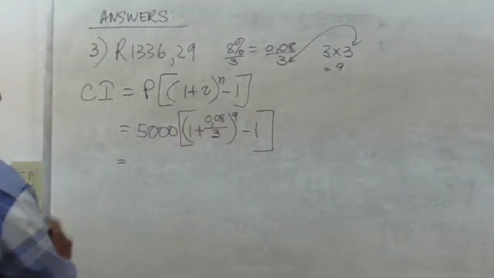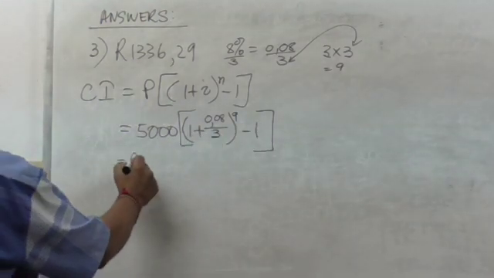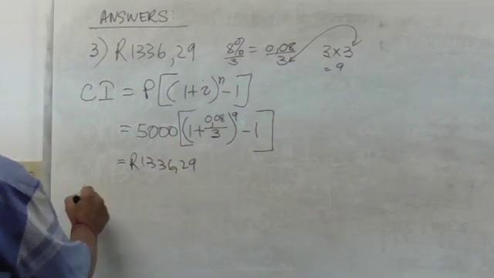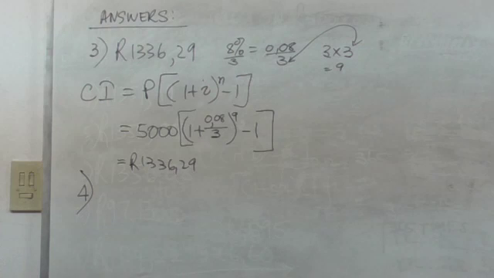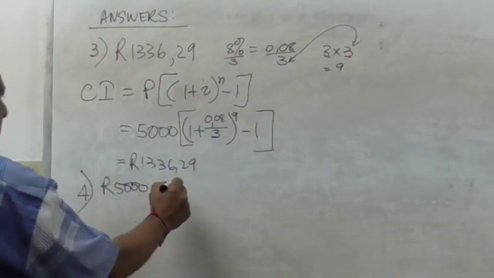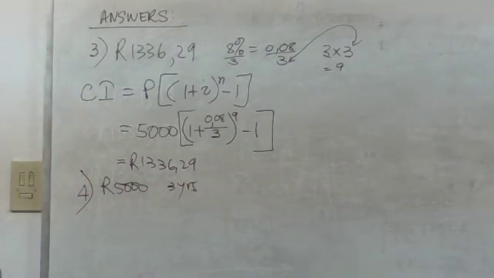And then I put this in the calculator one time. And when you put this in the calculator, you'll get the answer 1336,29. Right, let's do number 4. In number 4, the capital is still 5,000. The time is still 3 years. Let's just check that. Number 4, we just want to check if the 3 years. Yes, it's 3 years all the time.